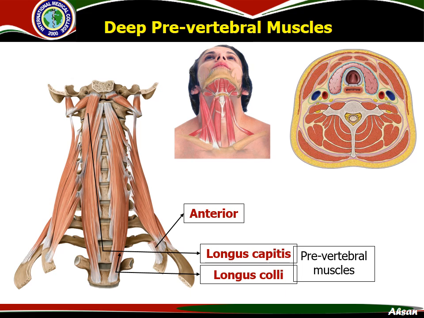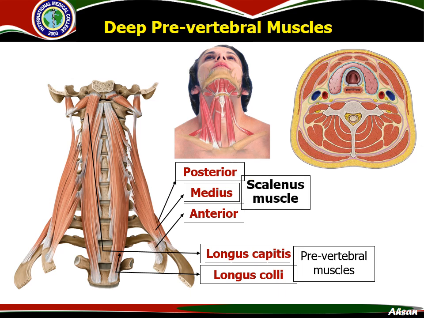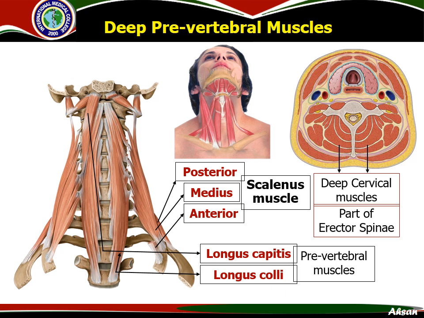Then the figure shows the anterior, medius and posterior scalene muscles. And you can see the deep cervical muscles lying behind the vertebra on either side of the spine. These are part of the group of muscles known as the erector spinae muscles.